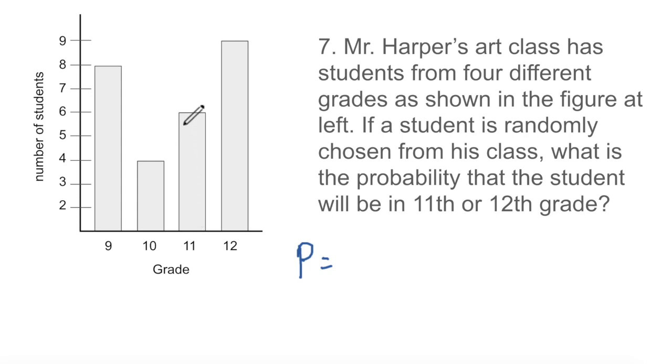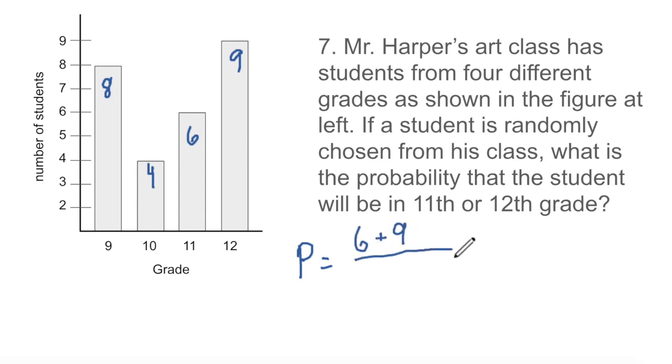What are the number of winning outcomes? Well, how many 11th graders are there? It looks like there are 6. So I'm going to call this 6. How many 12th graders are there? 9. How many 10th graders? It looks like there are 4. And 9th graders, I would say there are 8. Winning outcomes is 11th or 12th grade, so that's 6 plus 9.